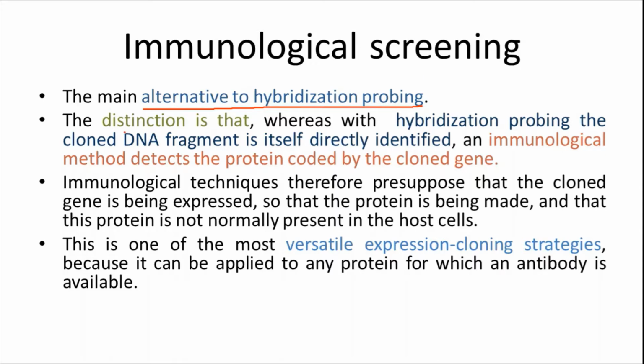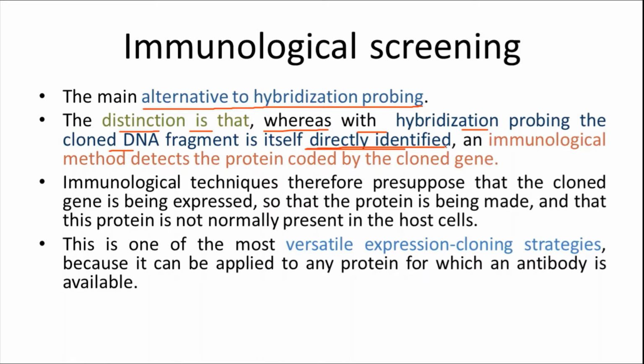The distinction is that with hybridization probing, the cloned DNA fragment itself is directly identified. Yes, we are introducing the gene into the host by using a vector. The vector has our specific inserted sequence. So we can lyse the cell immediately and add the probe. If the recombinant DNA is present in the cell, the probe binds. Otherwise it never binds. Yes. So the clones are directly identified.